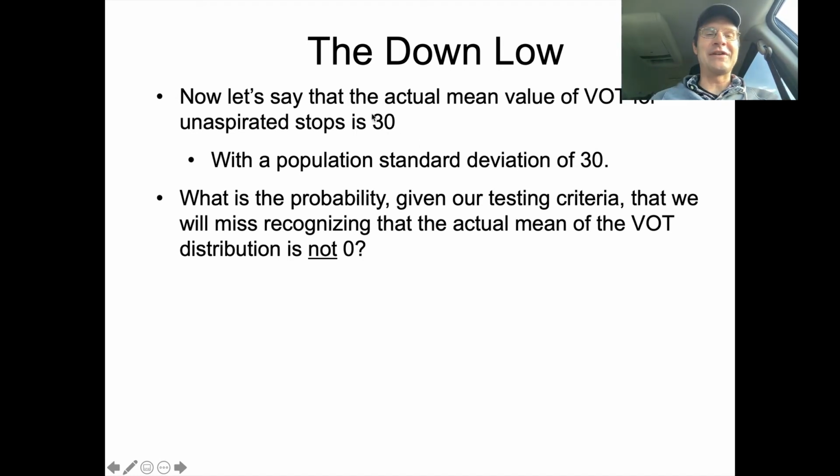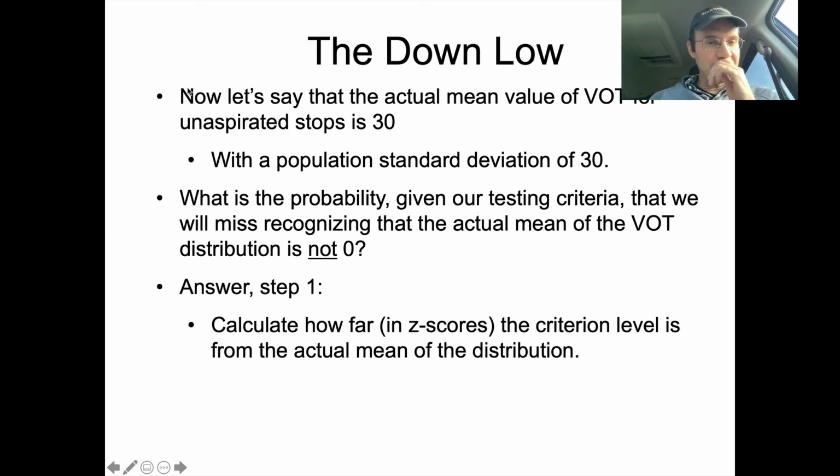With our God's eye view, we find out here that the actual mean value is 30. We might still miss that, though. It's possible that we will not recognize that the mean is different from 0. How do we calculate that probability? First of all, calculate how far in z-scores the criterion level is from the actual mean of the distribution. We know how far that criterion is from the hypothesized mean. It's 1.96 z-scores away. But here we're going to take a different perspective on it. We're going to say, how far away is that from our actual mean, which is 30, and conveniently has the same standard deviation as what we had before.